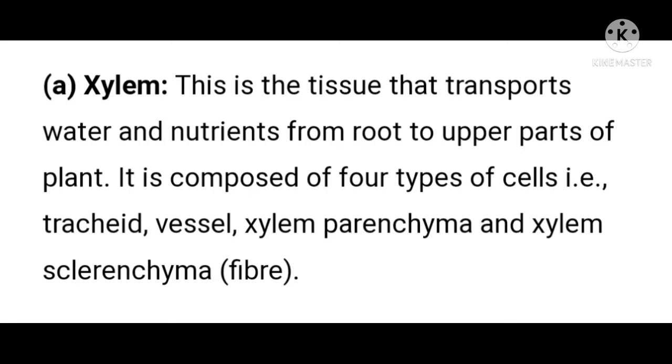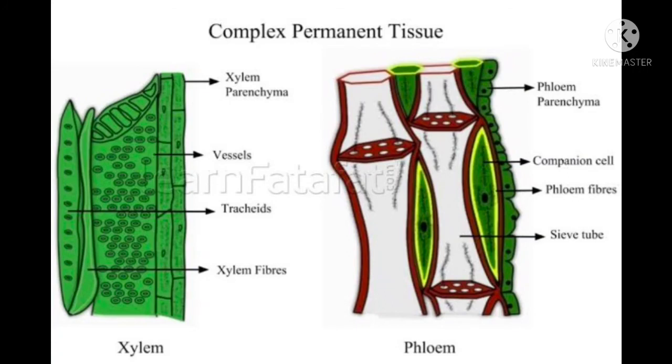So firstly, my dear students, we will see the image of the xylem and the phloem, then we will go into detail. The complex permanent tissue is of 2 types which I have already told you, that is the xylem and the phloem. Now first, my dear students, please be attentive and look at the image. Firstly, we are discussing the xylem. The definition of the xylem we have already seen. It takes water from the roots and distributes it to the different parts of the plant.